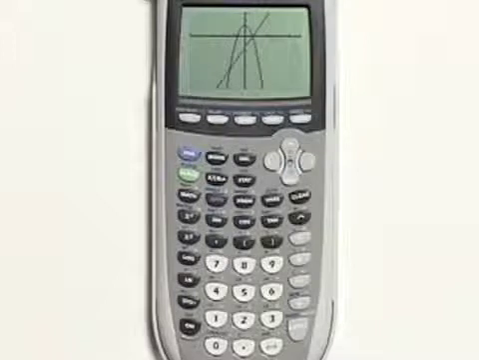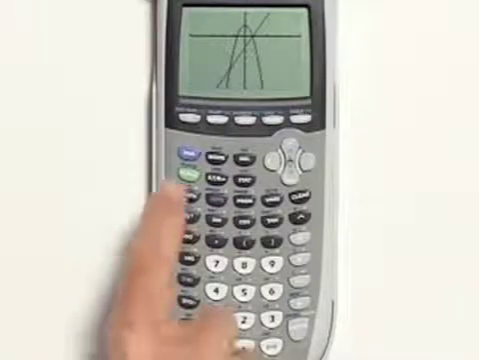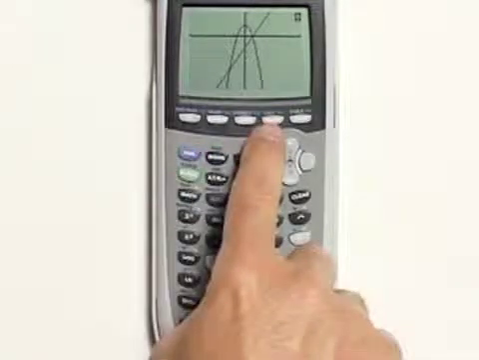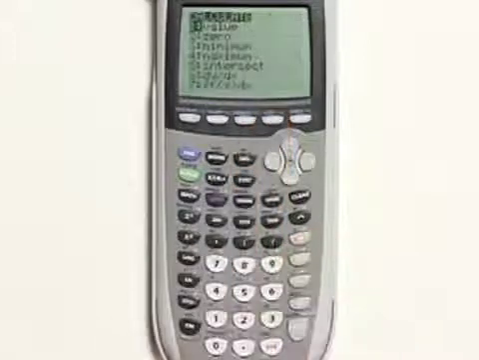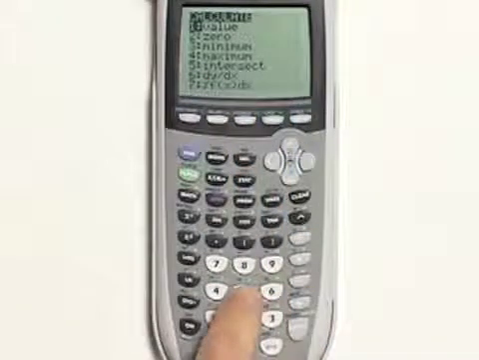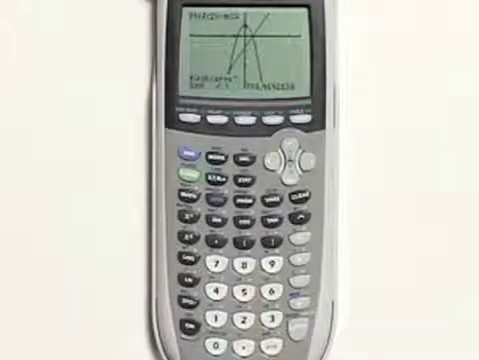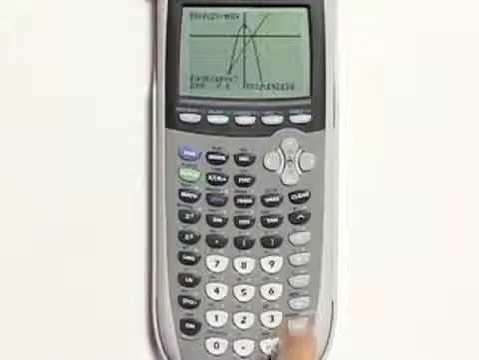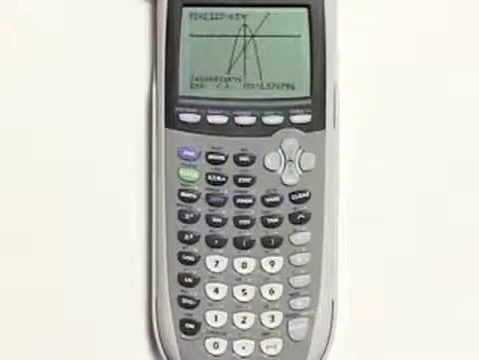To find those two different places, we use the second calc, which is the same as trace, key. Choice number 5 is the intersection, so we press 5, and now it's asking us, is y sub 1 the first curve? And it is, so press enter. Is y sub 2 the second curve? It is, so press enter.